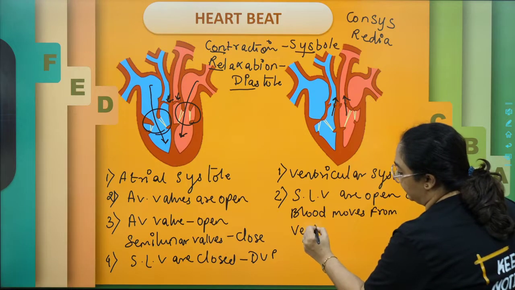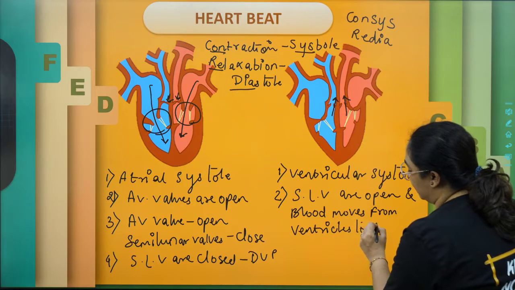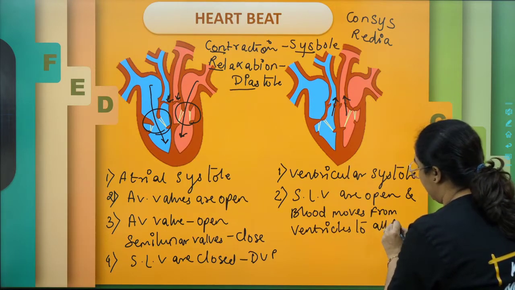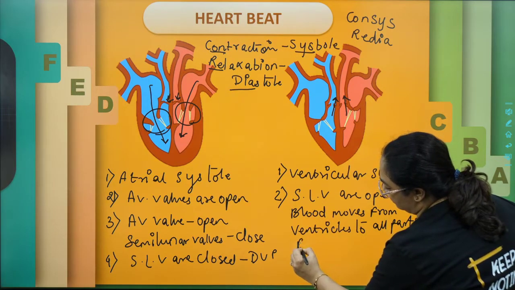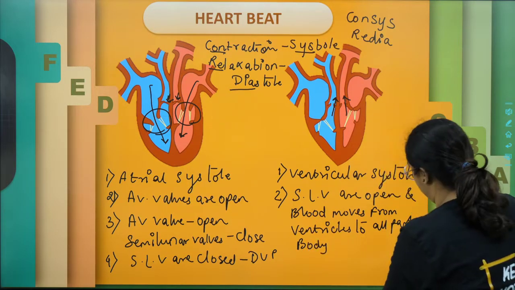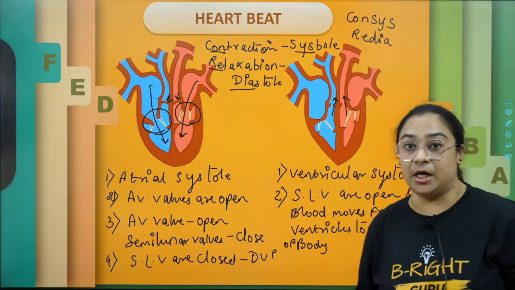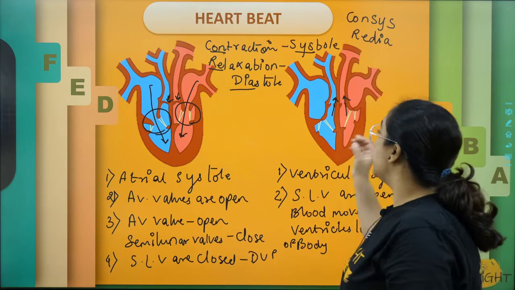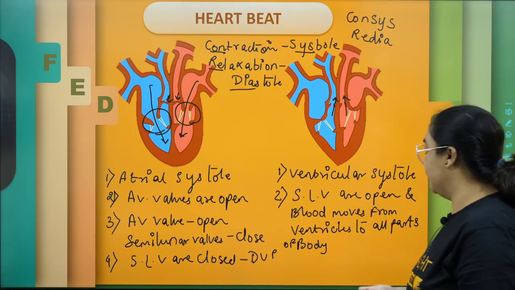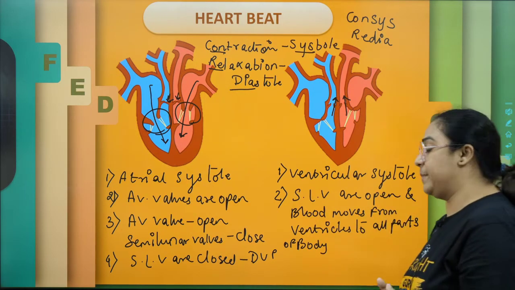Blood moves from ventricles to all parts of body. यानी कि ventricles are pumping, yes, all parts of body. Okay, this I've just written down in the short. आप ये लिख सकते हो, that is SLV. What you have to write down is semilunar valves are open, number 1, and number 2, ventricles are pumping the blood to all parts of the body.